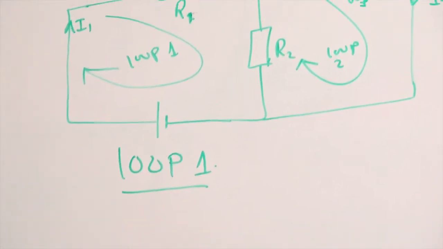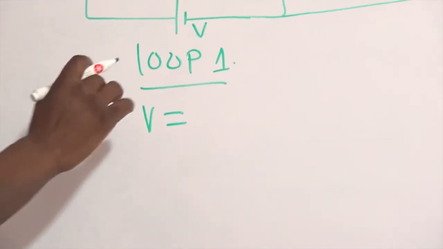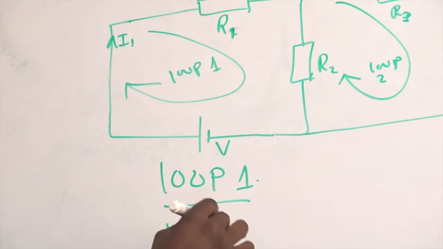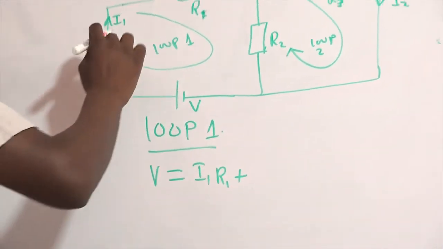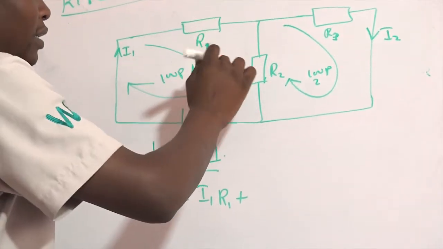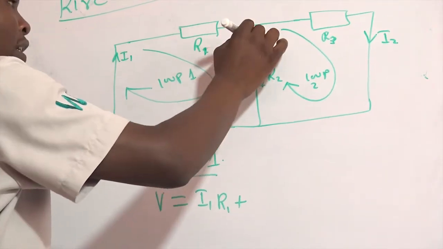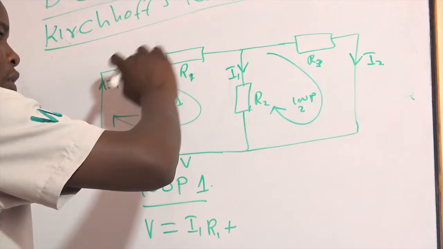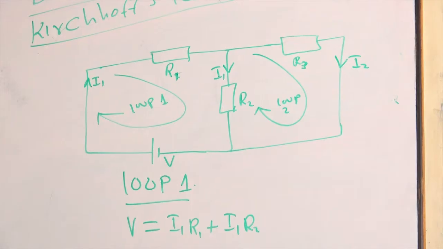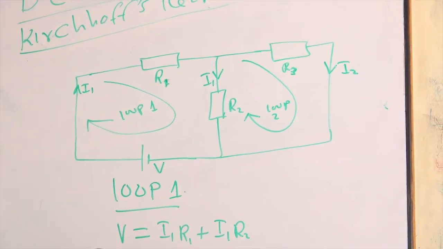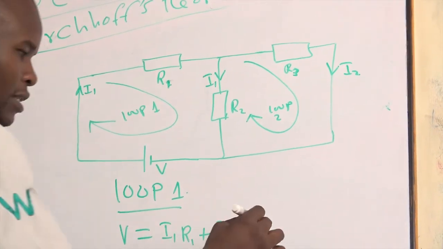Now let us consider loop 1. In loop 1, we have V, the source. So V is equivalent to the voltage drop I1 R1 plus, if I1 is coming this way, I1 R2. So if the values of these figures were given, in the first loop we have this, and now we can call this equation 1.